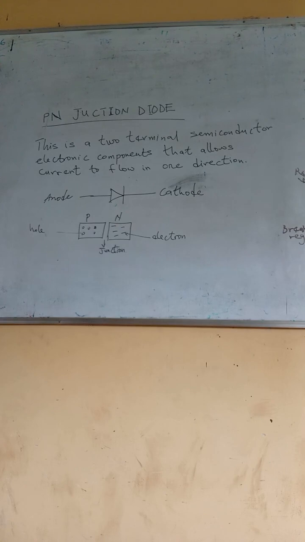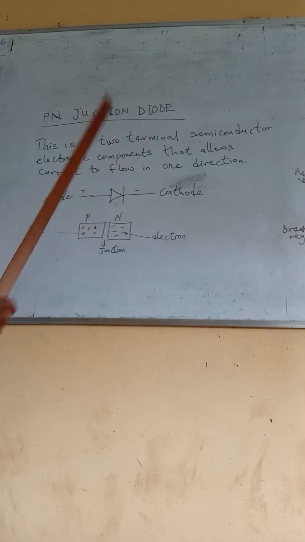The two terminals are positive and negative. The positive is the anode. This is the positive terminal. And this is the symbol of the PN junction diode. It has two terminals, anode and cathode. Anode is the positive terminal. Cathode is the negative terminal. So it is formed by joining two semiconductor materials together to allow current to flow in one direction.